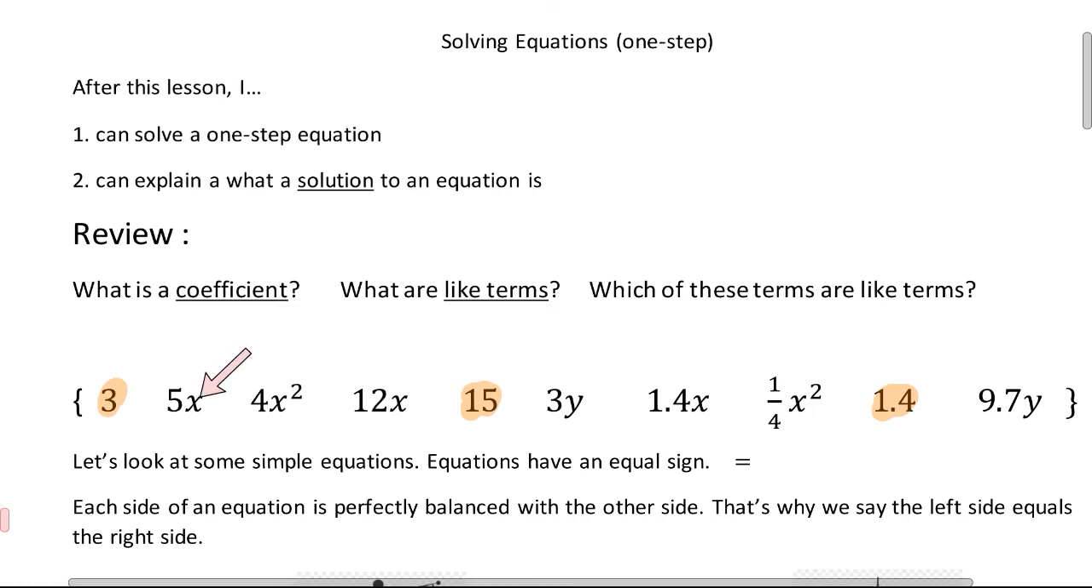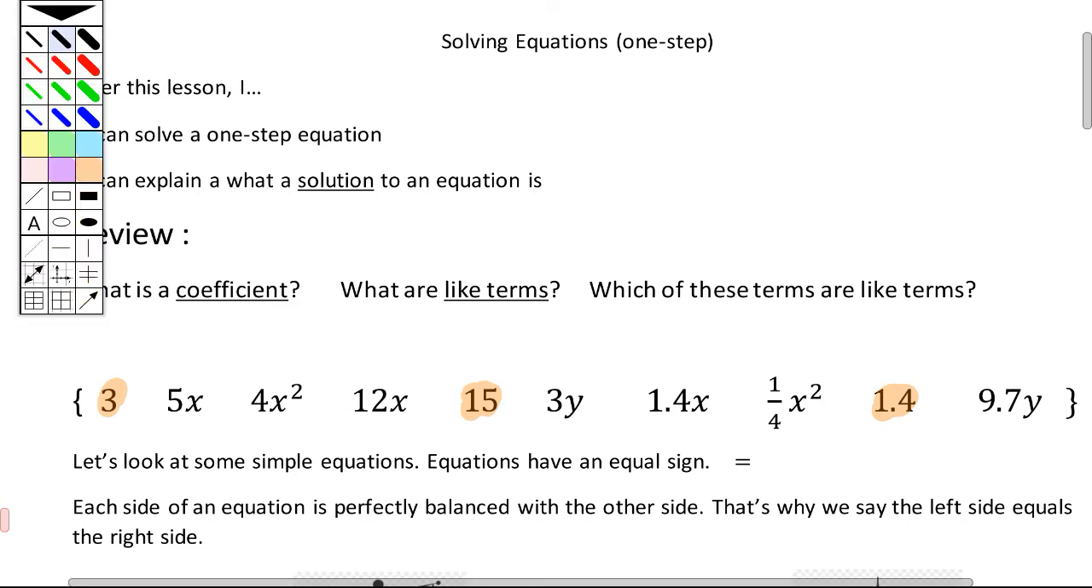So if there's no variable, it can't be a coefficient. Let's look at these other terms. These are all variable terms now. They all have some kind of variable. This guy's got a y. This guy's got x squared. So what are the coefficients? Well, the coefficients here would be 5, 4, 12, 3, 1.4. This coefficient happens to be a fraction, which is 1/4, or 0.25. And this coefficient, 9.7.